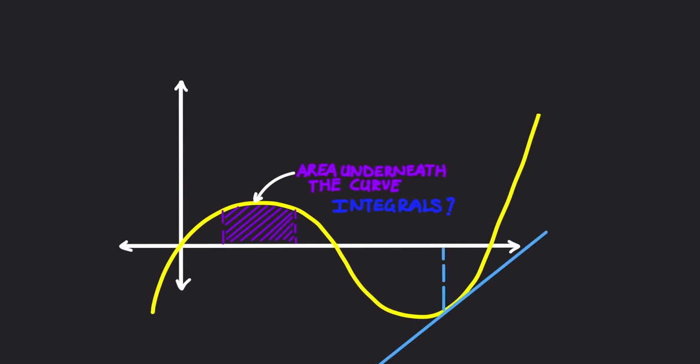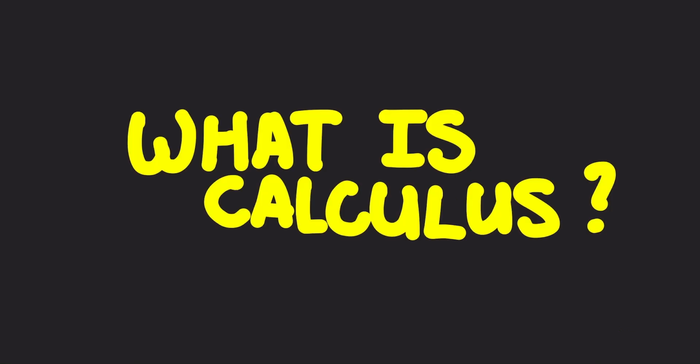And if we looked at a specific point, one point, and we wanted to find what is the rate of change at that point, we would use derivatives. All right, and these are your basics of calculus.